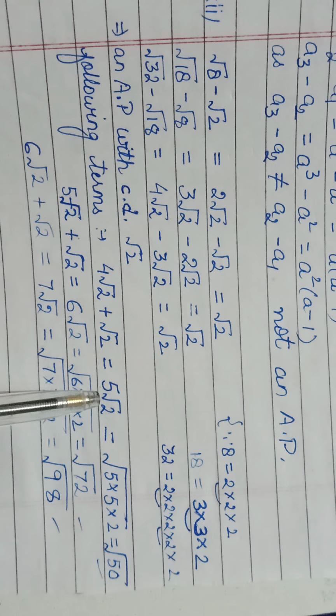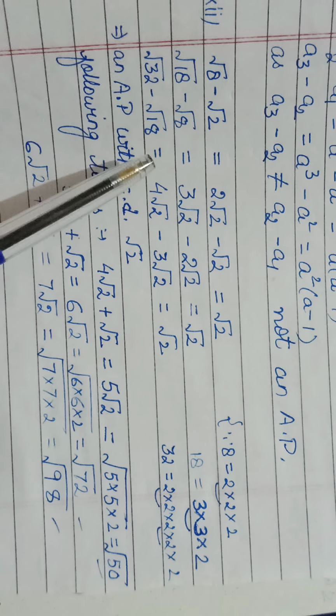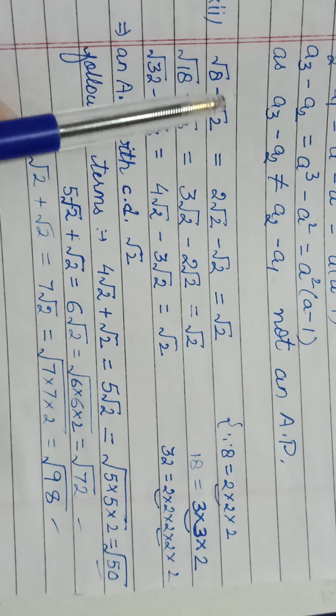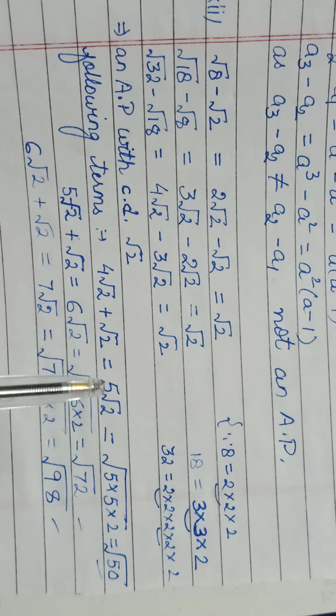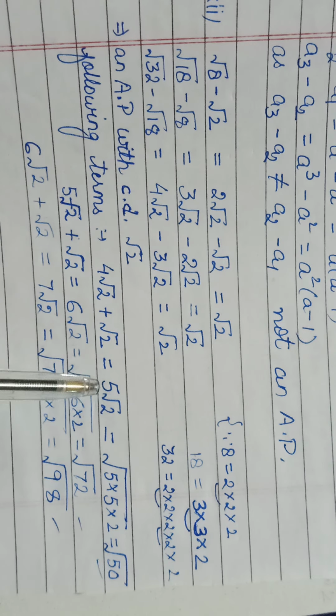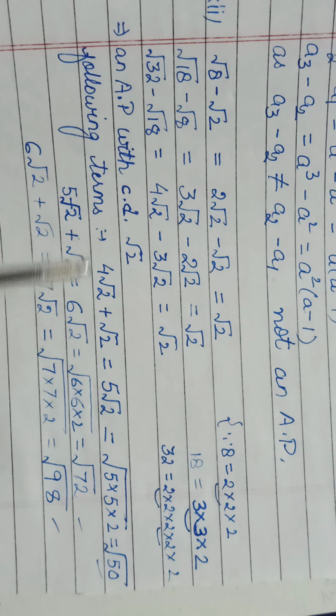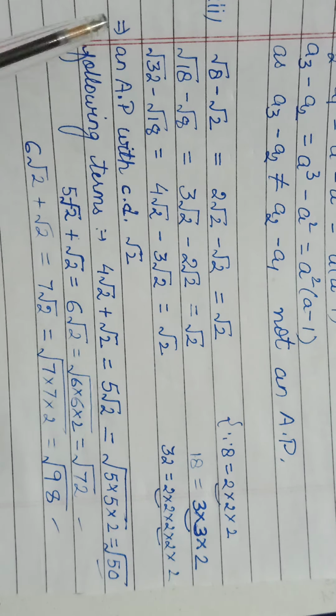Now you will not leave the answer like this. Why? Because the question was given in pure radical sign. This is a mixed radical, which has both an integer and a root. This is a pure radical, entirely under the root.